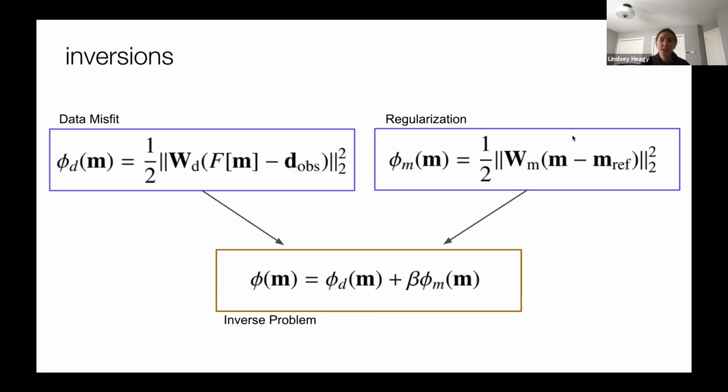But there's a lot of research and interest in looking at different norms. So norms that perhaps promote compact structures in your inversion. And so if you design software in a modular way, then each of these pieces can be swapped out, and you can experiment with different approaches here.